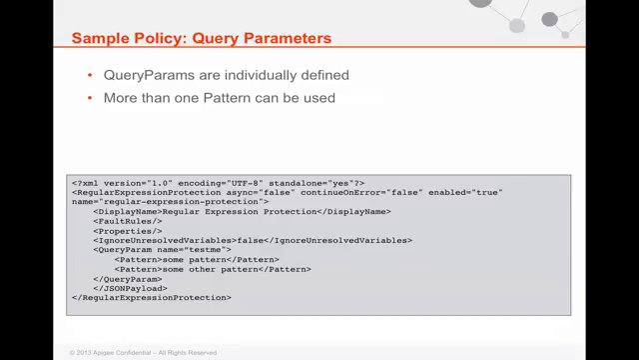Here's another example of using the regular expression policy using query parameters. You can see that the name of the query parameter it's evaluating is called test me, and the patterns that it's looking for are some pattern and some other pattern. So if either one of those patterns were in the URI in that query parameter, you would be able to validate that it tested negatively.